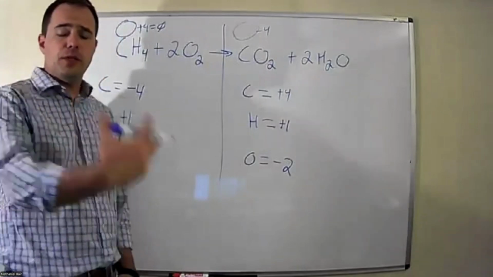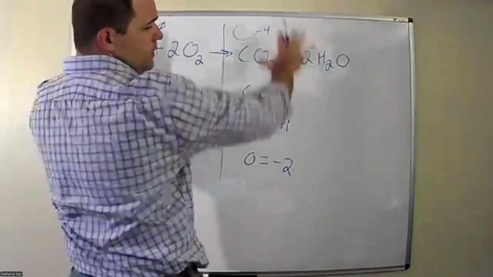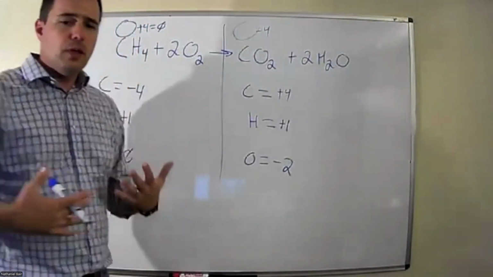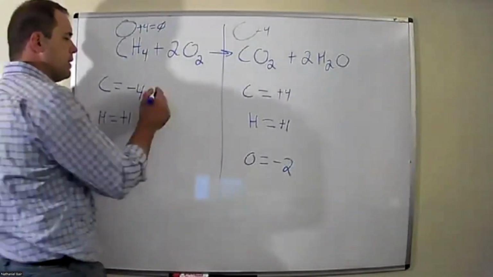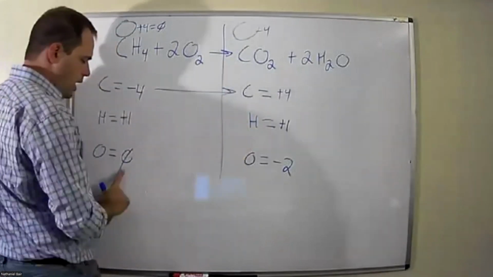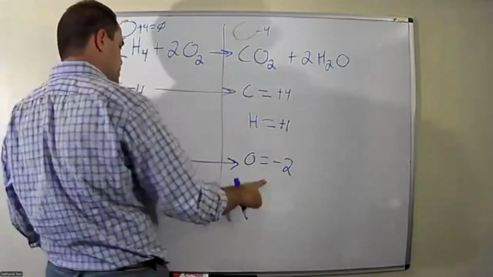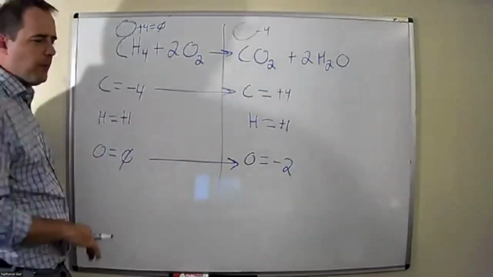Okay, here's how we turn this into something meaningful. After assigning the oxidation states for each element on both sides, now we can say, hey, what happened to the elements in this reaction? If you look, carbon's oxidation state has changed from minus 4 to plus 4. And oxygen's oxidation state has changed from 0 to minus 2. Hydrogen is just along for the ride, it stayed plus 1 the whole time, right?